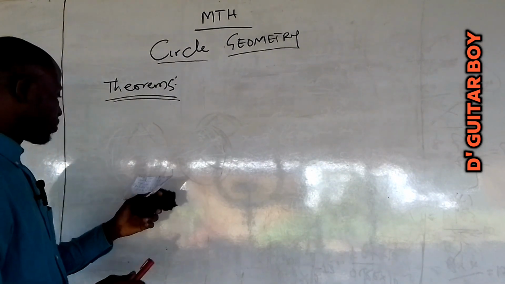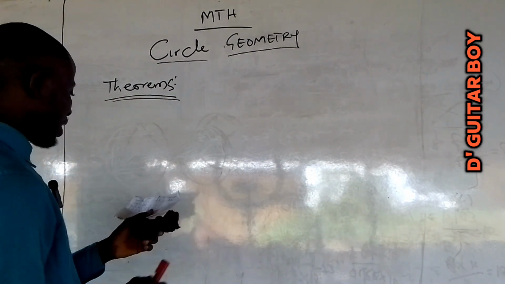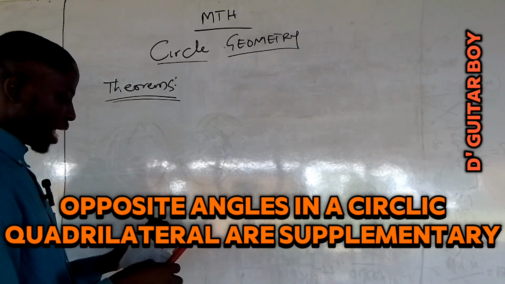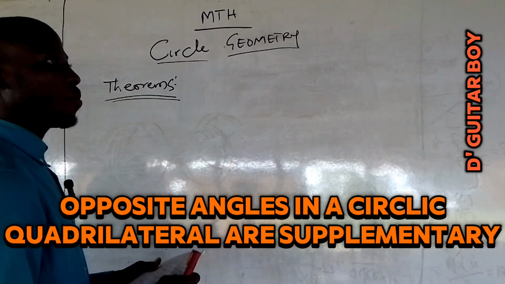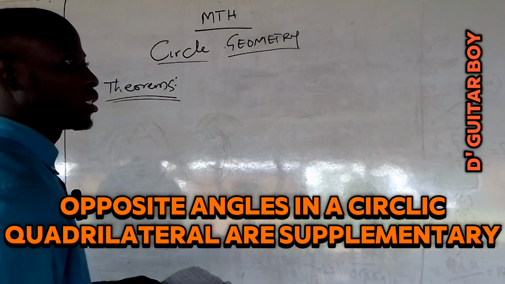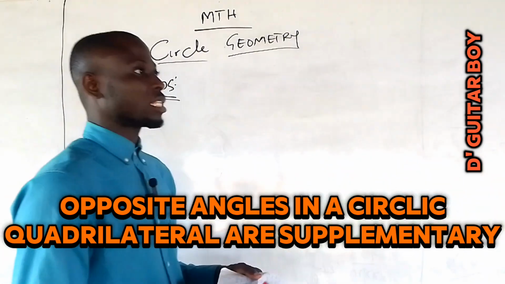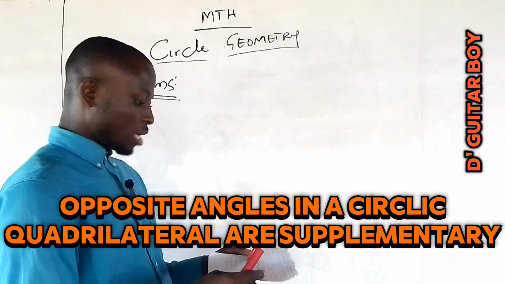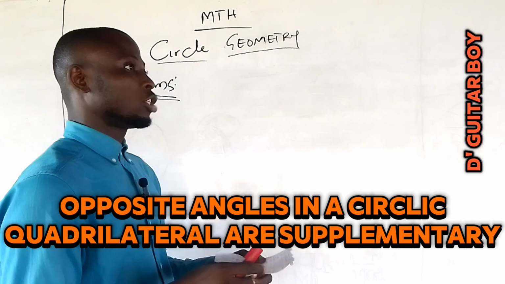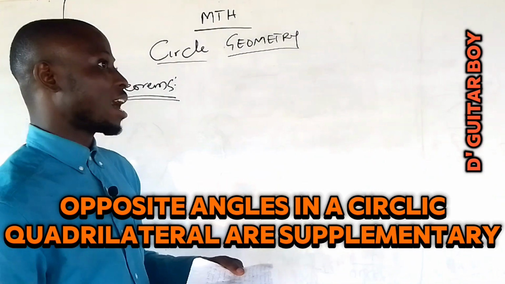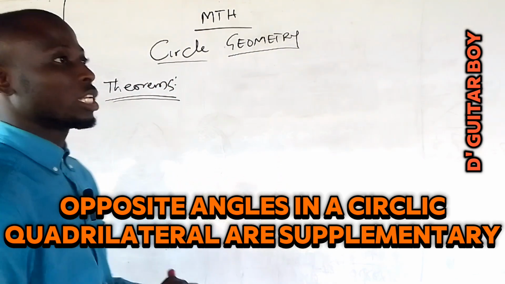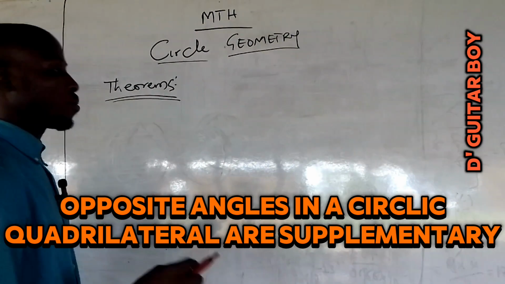Now, the next one is this, which states that angle in opposite segment are supplementary. Or it's the same thing as when you say the opposite angle of a cyclic quadrilateral are supplementary. You are saying the same thing. The opposite angle of a cyclic quadrilateral are supplementary.